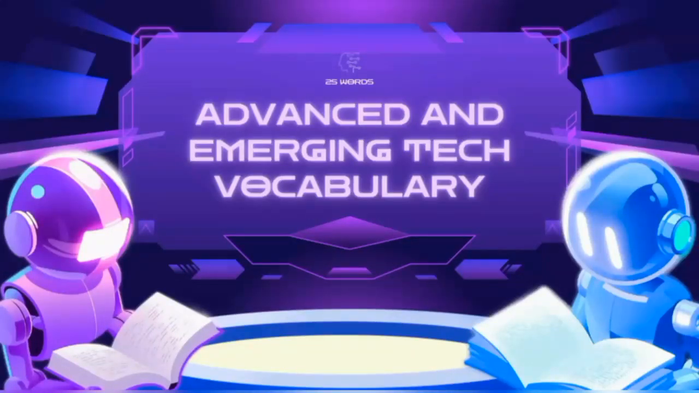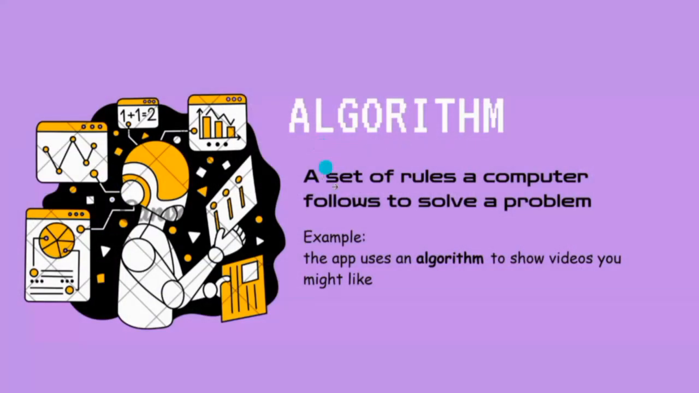Advanced and Emerging Tech Vocabulary. Now let's go. Algorithm: a set of rules a computer follows to solve a problem. Example: the app uses an algorithm to show videos you might like.